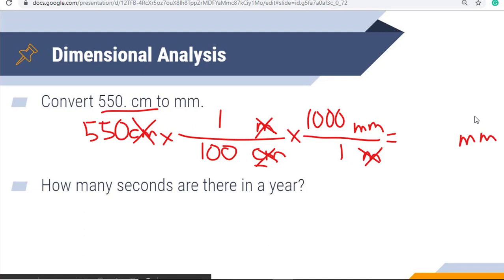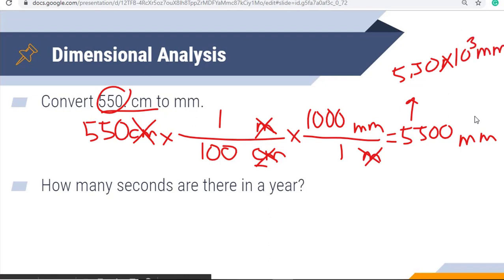Now all we do is we plug into our calculator and solve. And what we get is 5,500 millimeters. That's how many millimeters are in 550 centimeters. We should have 3 significant figures in our answer. The problem is it's impossible to get this number to 3 significant figures. So we'll write it in scientific notation, so that way we can get it into the proper number of significant figures. So 5.50 times 10 to the third millimeters.